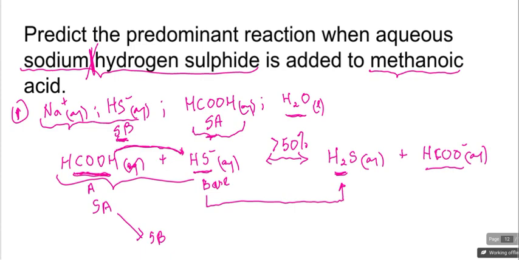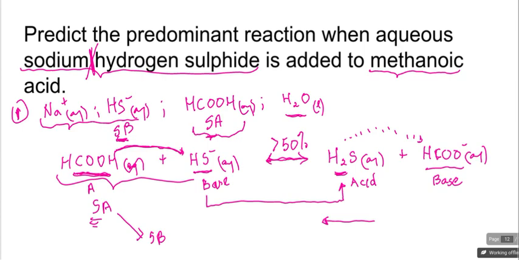If I look at the reverse reaction, on the other hand, going in the opposite direction, starting with the H2S as a reactant and HCOO negative as the other reactant, then in this direction, H2S is actually acting as an acid because it's donating, giving its proton to HCOO negative, and that's going to become the acid on this side.